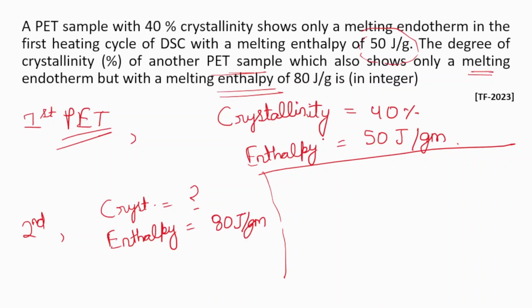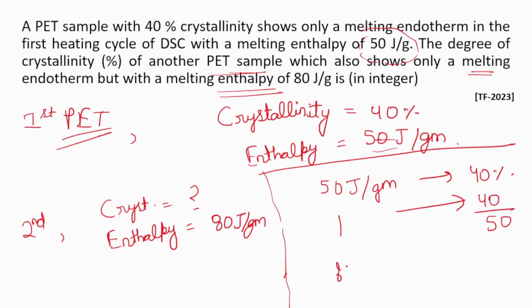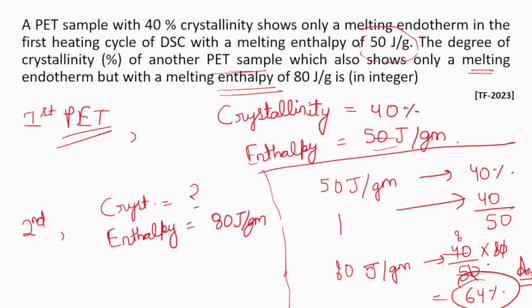So if we say that both samples are of the same fibers, then for 50 joule per gram enthalpy the crystallinity is 40%. So for 1 joule per gram, the crystallinity would be 40 upon 50. And for 80 joule per gram, the crystallinity is 40 upon 50 into 80. If we solve this, it comes out to be around 64%. The crystallinity in percentage is 64%. This is the final answer that we need to calculate.